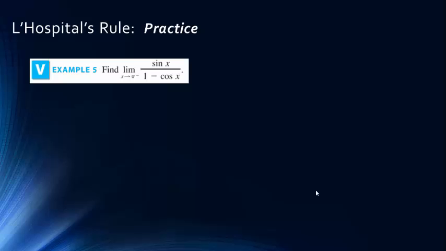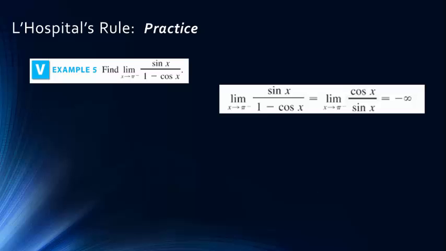Alright, let's look at one more problem before we go on to the next pieces here. If we apply L'Hospital's Rule, notice the derivative of sine x is cosine x. Notice the derivative of negative cosine x is negative sine x, but it's minus negative sine, so it's positive sine. And here we would get infinity, because as we get closer to pi, x is getting closer to negative.